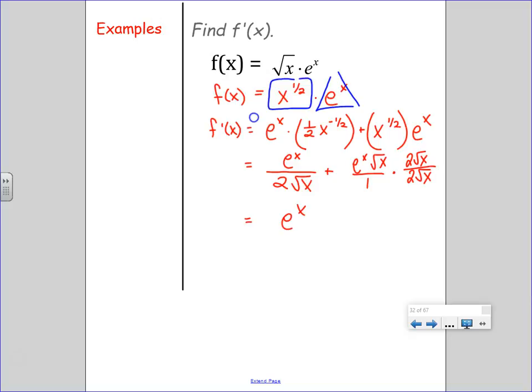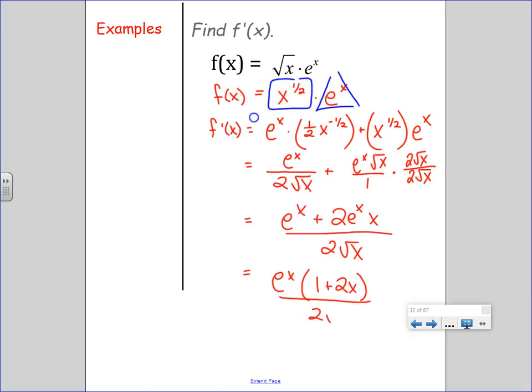And then you would have e to the x plus 2 e to the x times root x is just a single x. And it's all over a common denominator of 2 root x. Oh my goodness, and there are 2 e to the x's just chilling. We have to factor that out. Maybe. I don't know. Depends on how they're feeling.